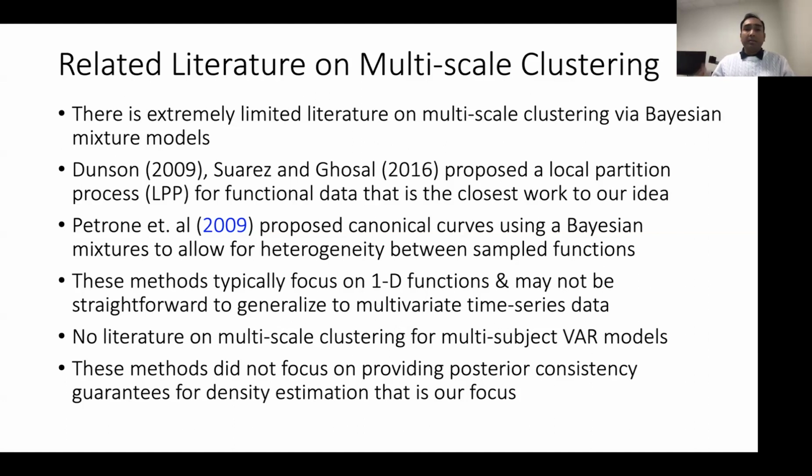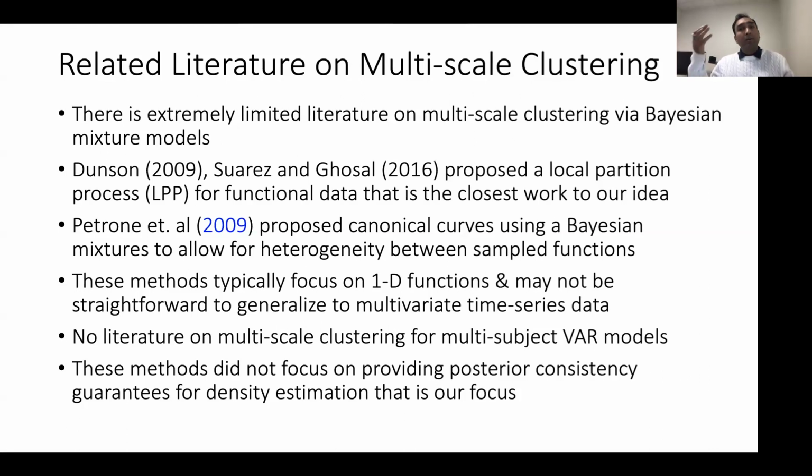Then there was some work by Petrone around a similar time frame, 2009, who proposed canonical curves to account for heterogeneity. The key idea here is that when looking at functions or high-dimensional data, there are always going to be some irregular local features that cluster very differently compared to global features that are more regular and more prominent. Ideally, you want to cluster these global features separately and these local features separately.